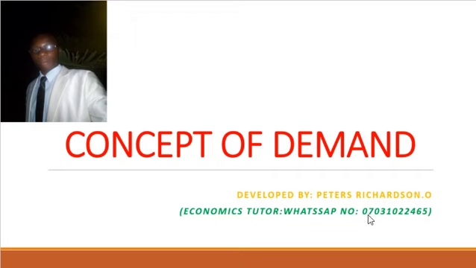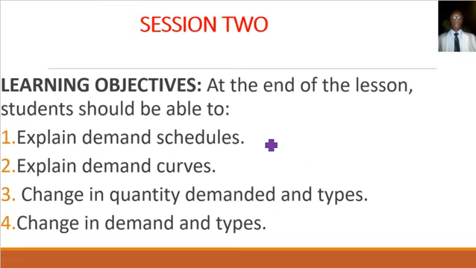In our last video, we discussed the introduction to the concept of demand, and there were 4 objectives: the meaning of demand, the law of demand, factors affecting demand, and of course types of demand. So today, in this second part of the video, we are going to consider the following objectives. Number 1, demand schedules. We're going to look at demand curves. We're going to look at change in quantity demanded and types, and of course change in demand and types.